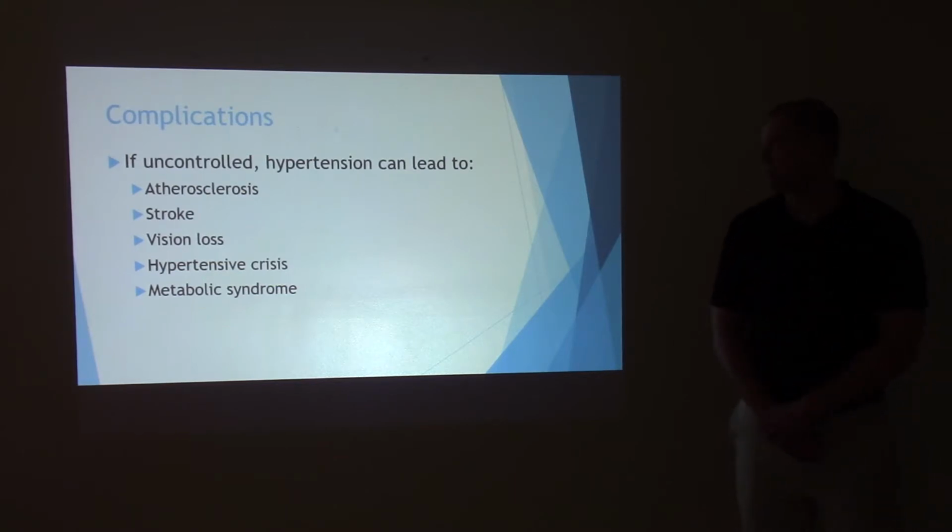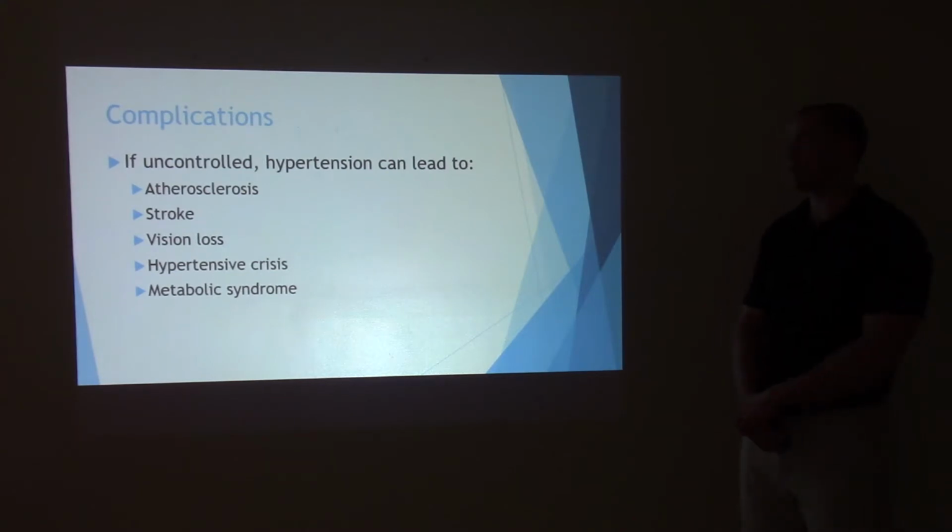Hypertensive crisis. So hypertensive crisis is a large, acute increase in blood pressure. If systolic is greater than 180, or if diastolic is greater than 110, that's when you're in hypertensive crisis. And something like this can be really dangerous, so if you do have blood pressure that high, you want to get medical attention immediately. And then finally, there's metabolic syndrome.